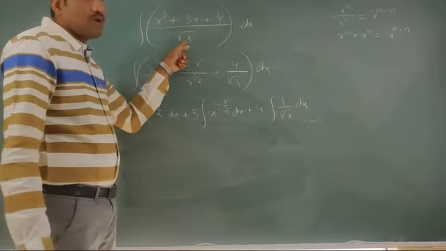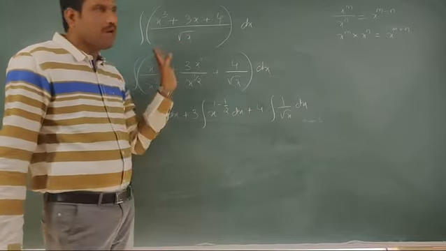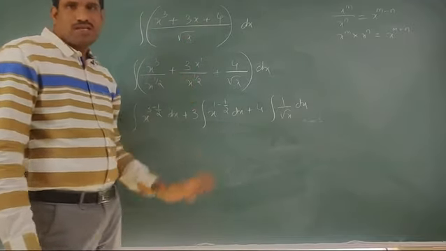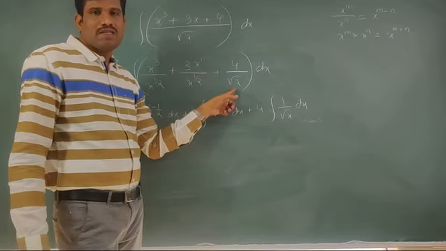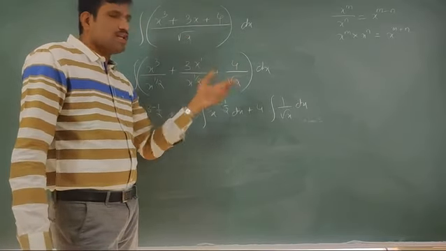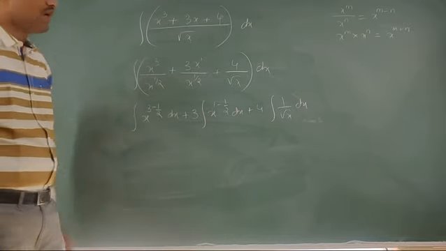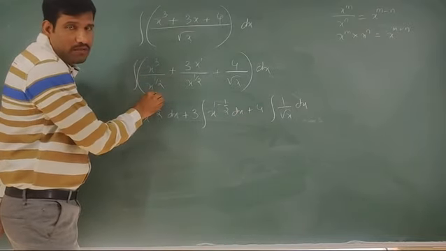So x cube divided by root x, where root x is x raised to 1 by 2. 3x by root x, where root x is x raised to 1 by 2. Now 4 divided by root x. Same here, I am not writing x raised to 1 by 2 because I already know integration of 1 by root x is 2 root x. Right? So now x raised to m divided by x raised to n.